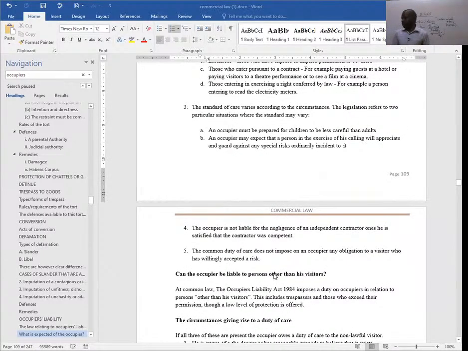The occupier is not liable for the negligence of an independent contractor once he is satisfied that the contractor was competent. So the occupier of the premises cannot be held responsible for accidents or failure of safety measures that arise out of the negligence of an independent contractor. For example, if a supermarket has pillars inside, and one of the pillars falls on a customer, the supermarket cannot be held responsible if it hired the services of a qualified independent engineer.